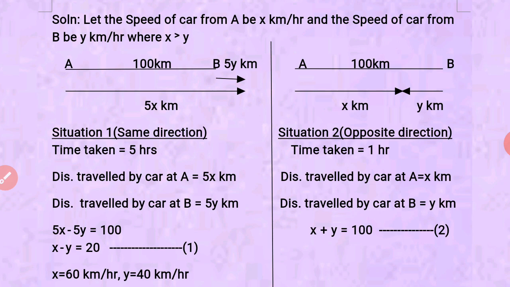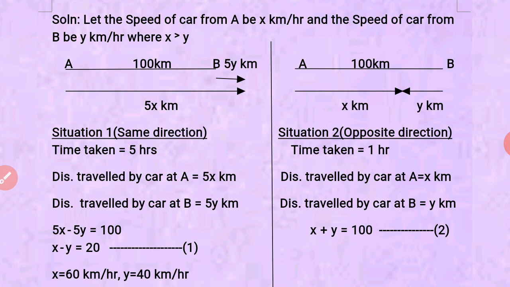Here the cars are moving in the opposite directions and they are meeting somewhere after 1 hour. So the time taken is 1 hour. After 1 hour, the distance travelled by the car at A will be x into 1, that is x kilometer. Similarly, for the car starting from B, it will be 1 multiplied by y, that is y kilometer. We are calculating everything in distance. So we are converting it into distance and we are getting the statements.